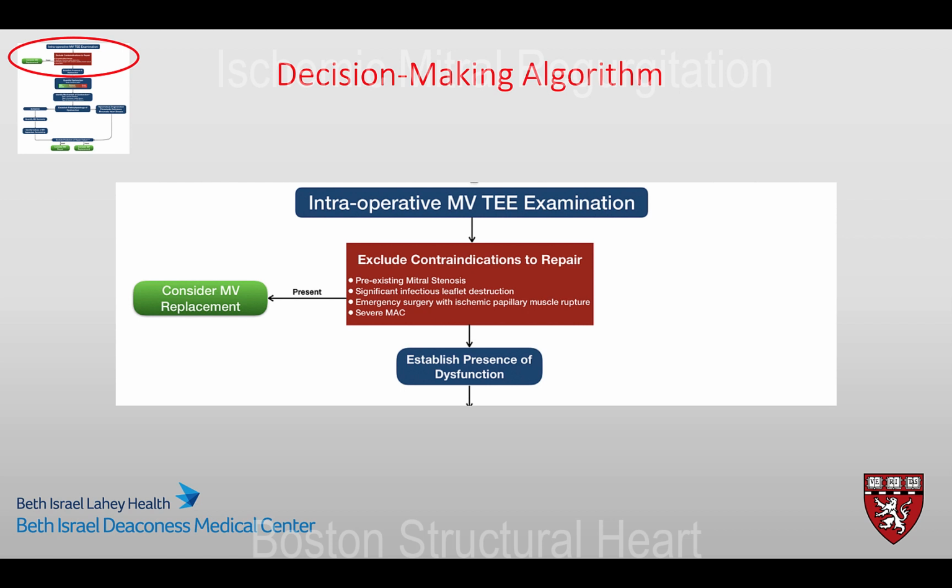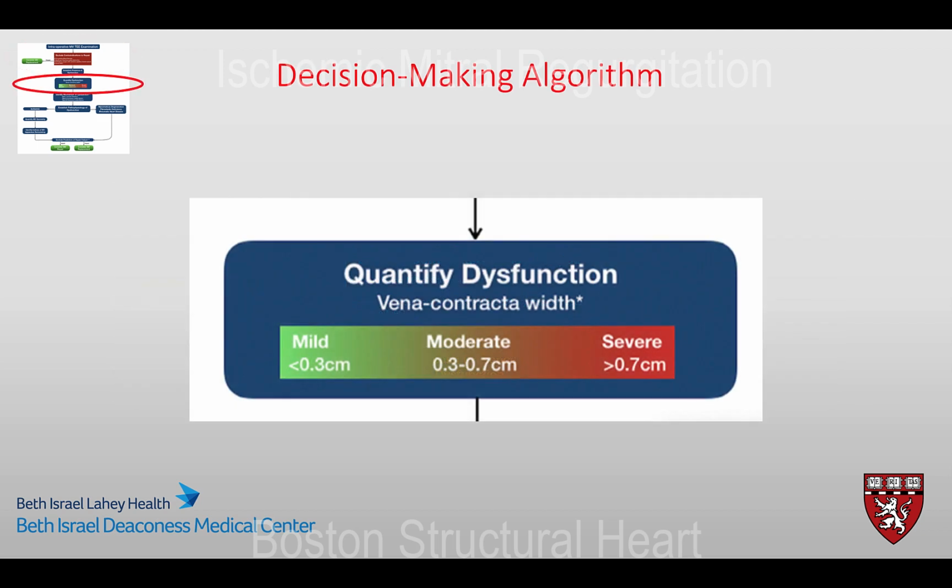So again, going through our decision-making algorithm, we can see that there are no immediate contraindications to repair in this patient. And we have clearly identified the presence of dysfunction. Our next step is again to quantify the degree of dysfunction. And as I stated previously, we routinely use the vena contracta method. While this method is good, as I previously said, in that it is quick, easy, reproducible, being relatively load independent, we must also appreciate its deficiencies, especially in patients with ischemic mitral regurgitation, where the effective regurgitant orifice area is non-circular in nature.